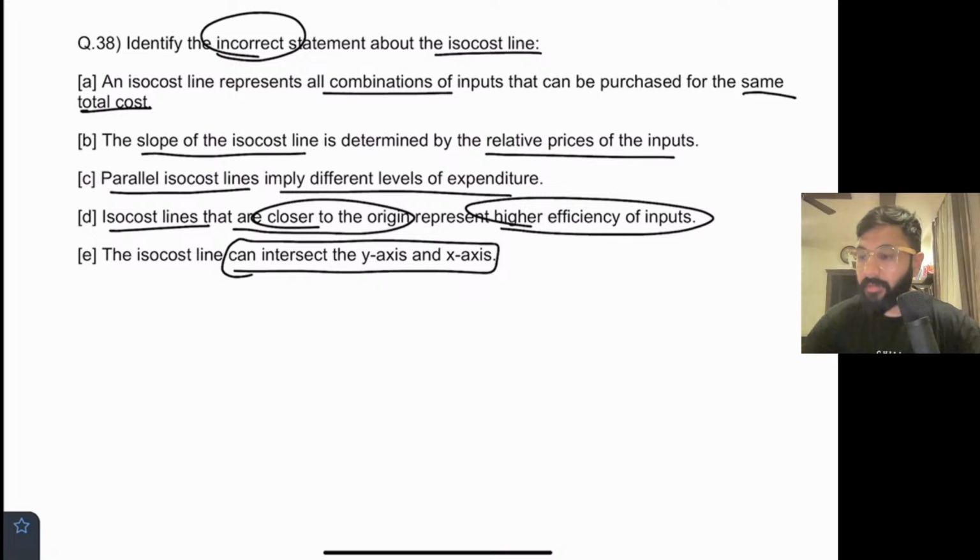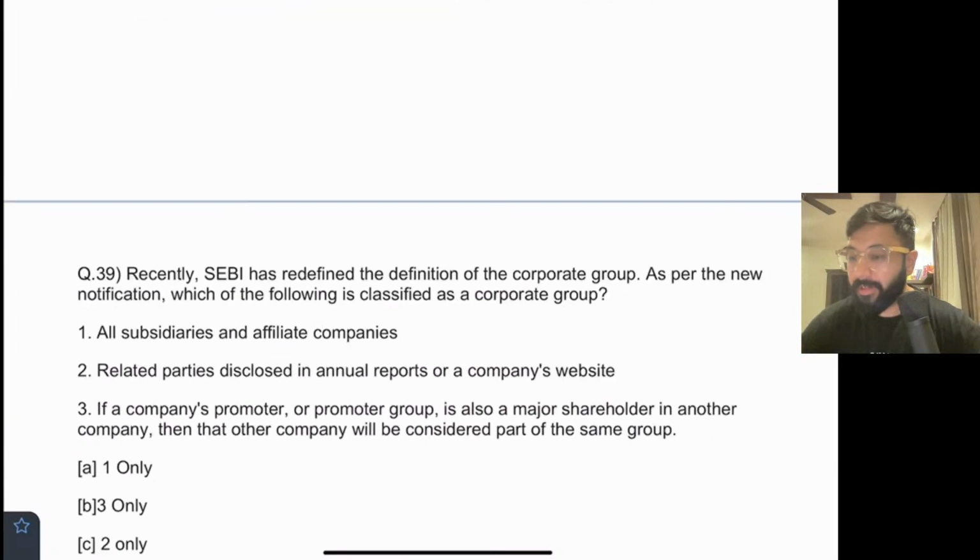The answer is option number D. Isocost lines closer to the origin represent higher efficiency of input. This is an incorrect statement. Okay. ISO cost के बारे में नहीं पढ़ा है तो प्लीज़ पढ़ लीजिएगा.